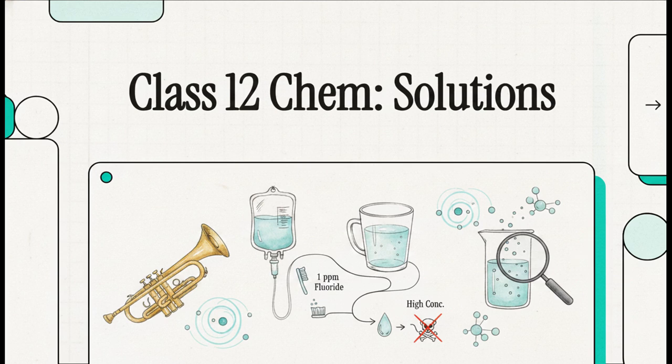Even the tap water you drink is a solution. Did you know that just 1 part per million of fluoride ions in water helps prevent tooth decay? But if you bump that concentration up too high, it literally becomes rat poison. That is the incredible literal life or death power of concentration. So let's jump into this explainer and master the science of mixtures.